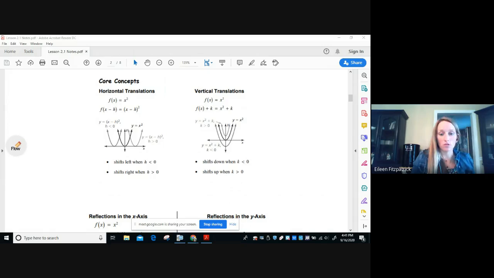Okay, a vertical translation, that's the k value we're going to be looking for. So when k is less than 0, we're moving down. When k is greater than 0, we're moving up.